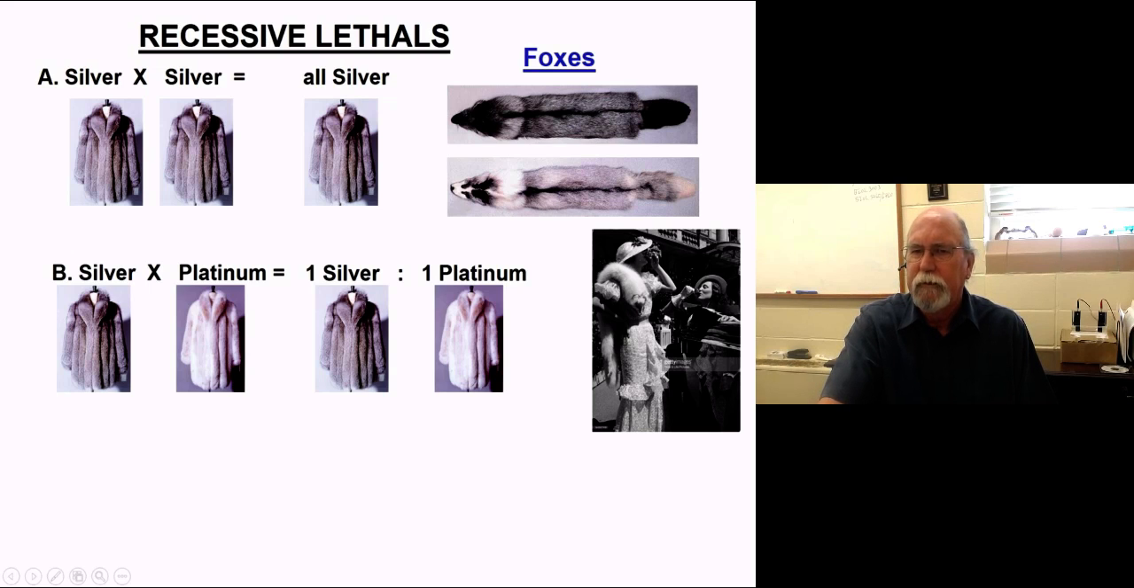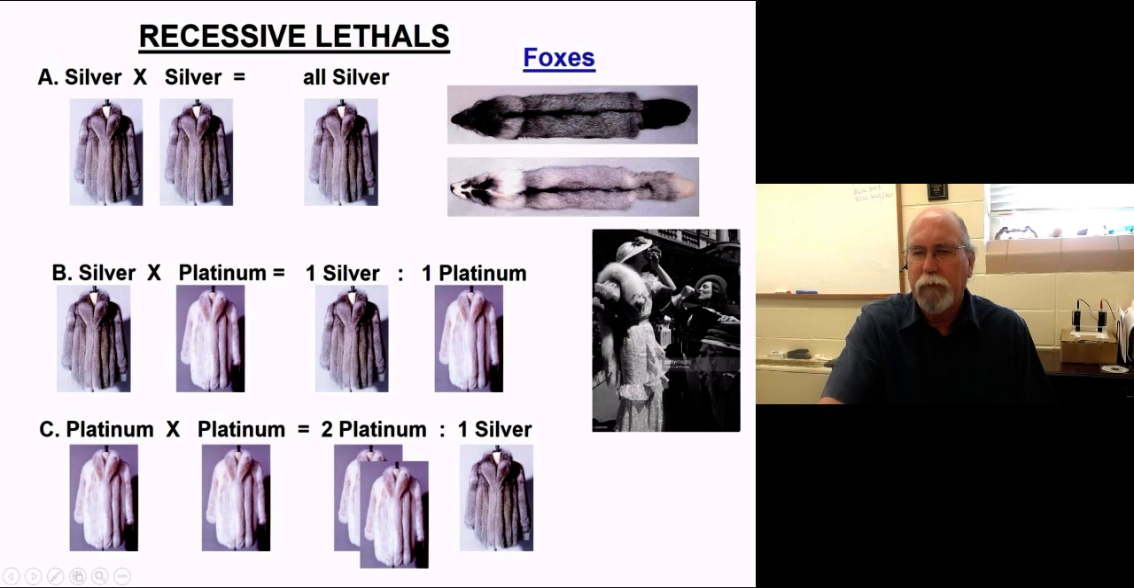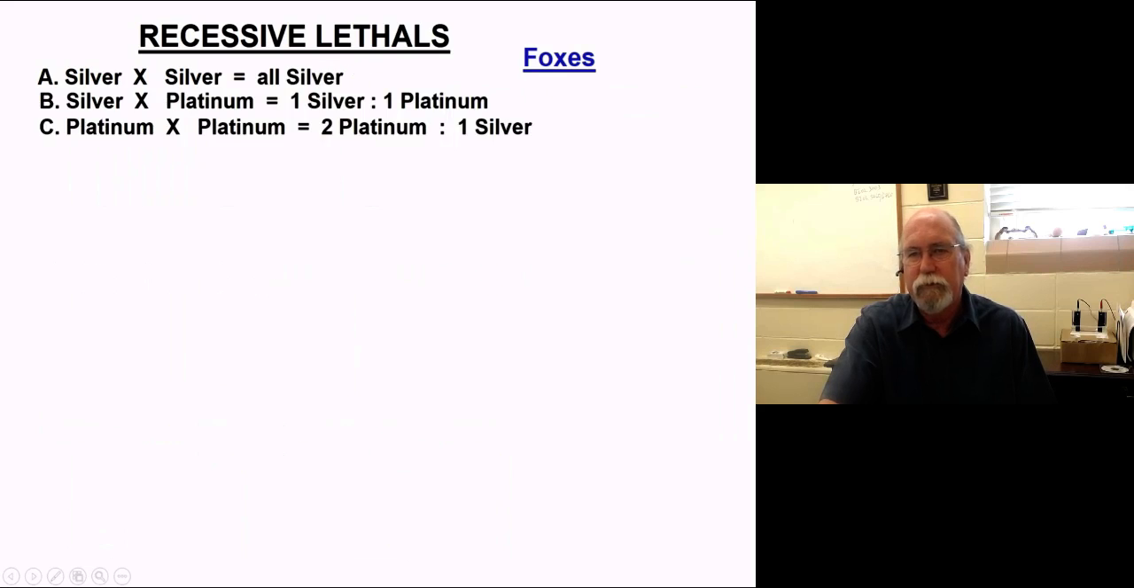And then if you cross the platinum with the platinum, we see a new ratio for us called a 2-to-1. A 2-to-1 ratio is not something we've seen so far. We've seen a 1-to-2-to-1, and we've certainly seen 1-to-1 and 3-to-1, but not a phenotypic outcome ratio of 2-to-1. So let's get away from these pictures and think about what's the genetics underneath this.